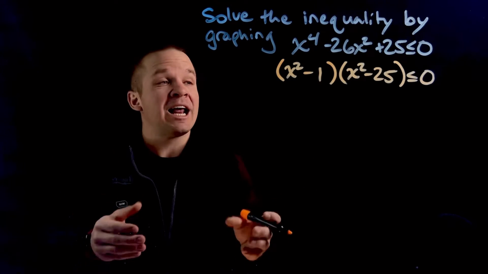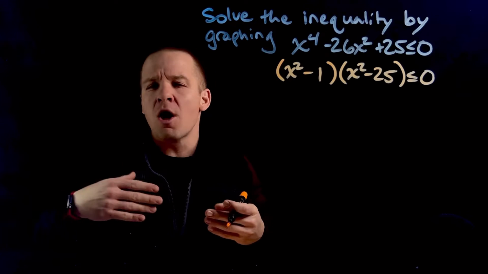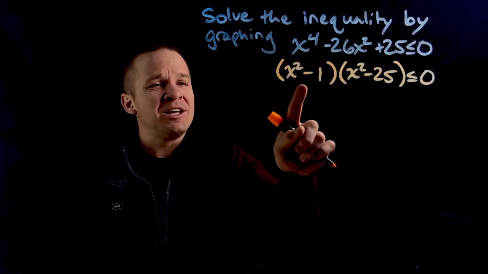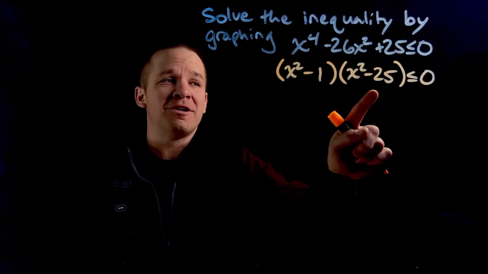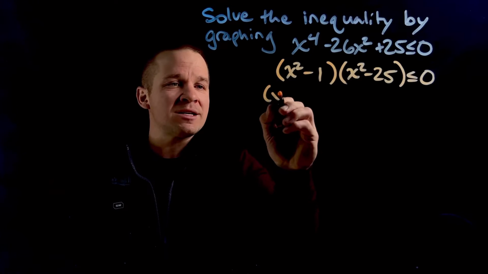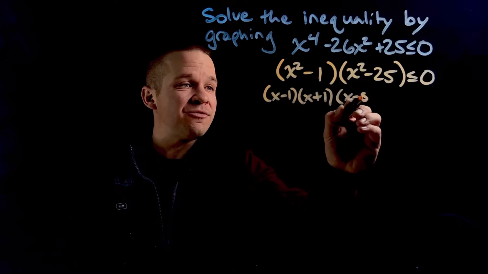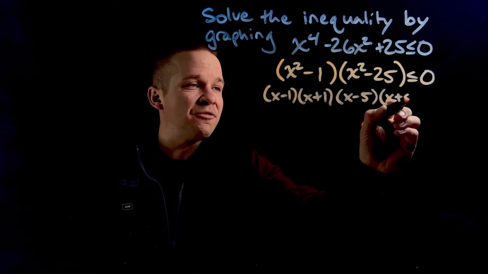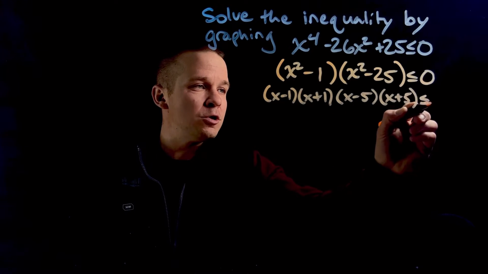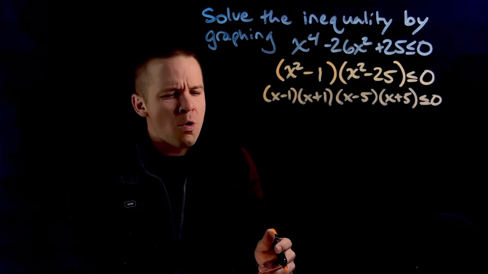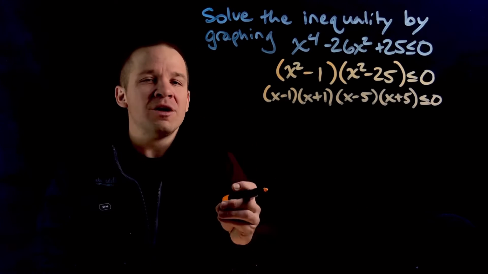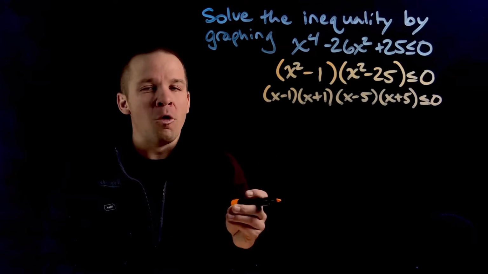Yes, I can, and I love it because I get to continue factoring, which is like my favorite thing in the world. I've got a difference of 2 squares and another difference of 2 squares. So I'm going to have x minus 1, x plus 1, and x minus 5 and x plus 5, you guessed it, less than or equal to 0. We've got ourselves 4 factors here, which means we're going to have 4 zeros.